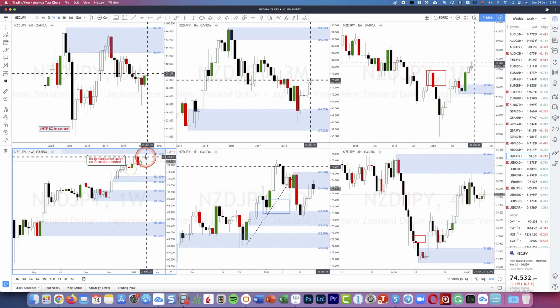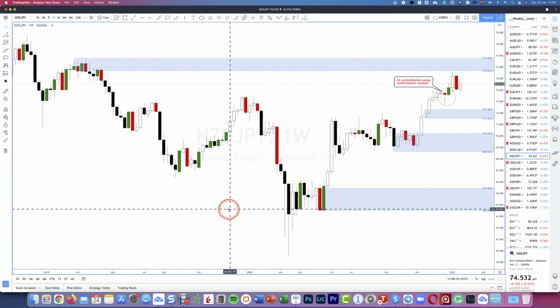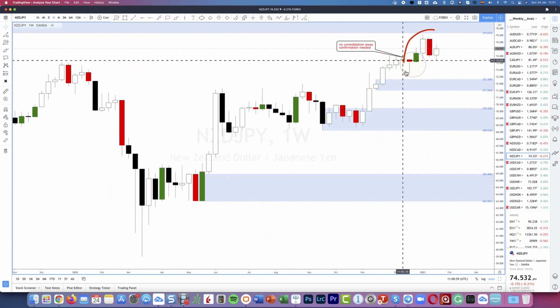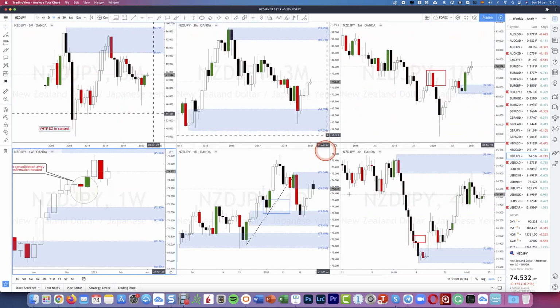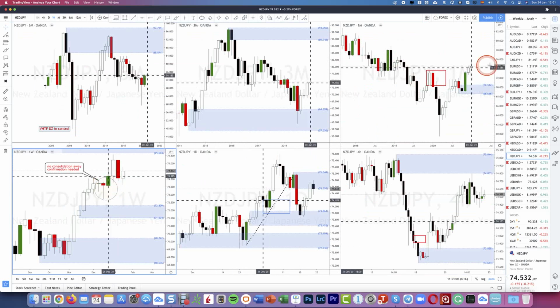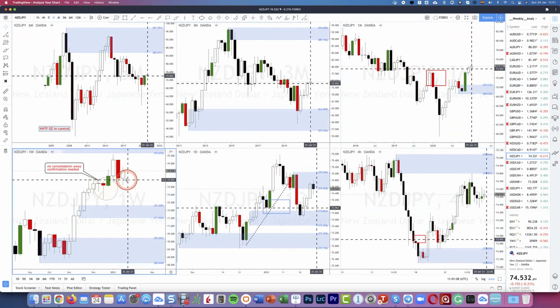On the weekly, we have a bearish engulfing pattern, bullish impulse not able to consolidate away. This is very bad price action. So we need new areas of demand in order to go long off these confluences. Monthly uptrend, weekly uptrend, daily out of alignment.